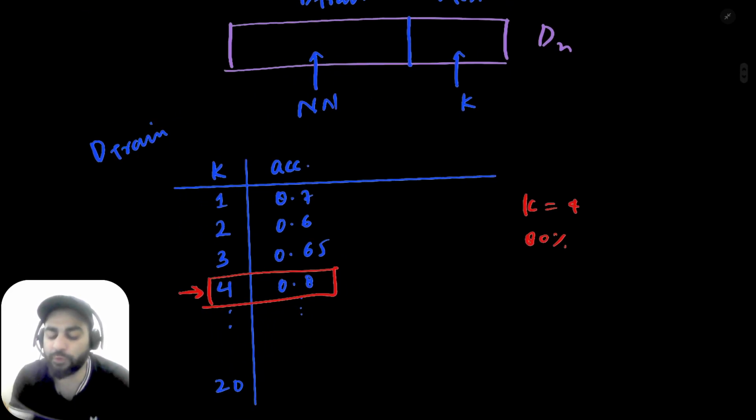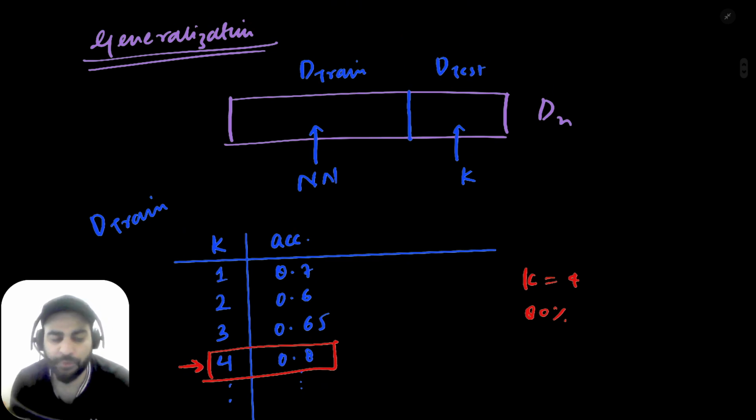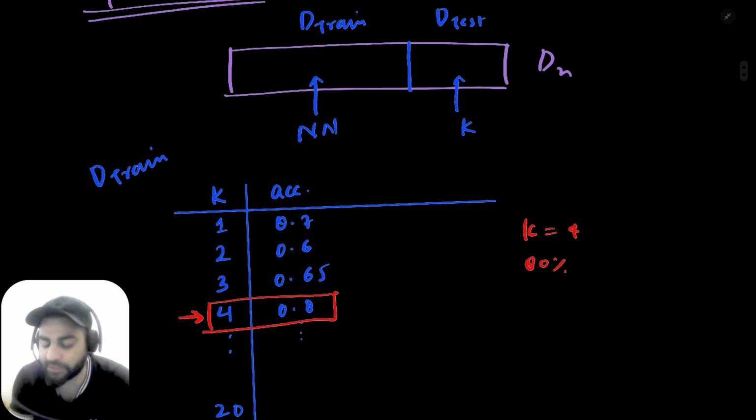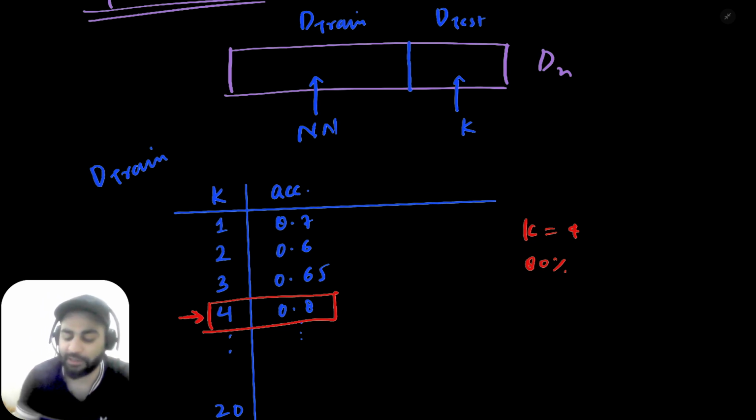But what did we use? We used this d test to set this k. So I asked you a question. Can I claim that this 80% accuracy is on unseen data? Can I say this? Again, I'm asking you the same question. Can I say this? No, sir. No or yes? I didn't hear you clearly. Yes, sir. You said yes. So in the previous session, no, sir.